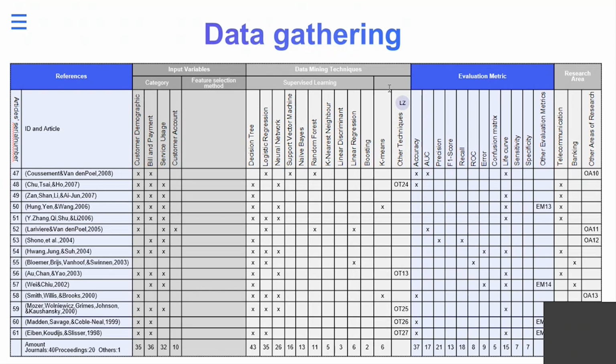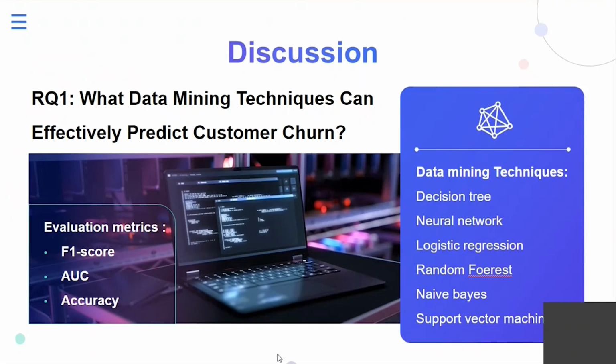So among these techniques, the decision tree is the most commonly used. Actually, there's a wrong number. It's 36, followed by the neural network and the logistic regression. After seeing some main data, we can move to the discussion section, and we can answer the first question: what data mining techniques can effectively predict customer churn.